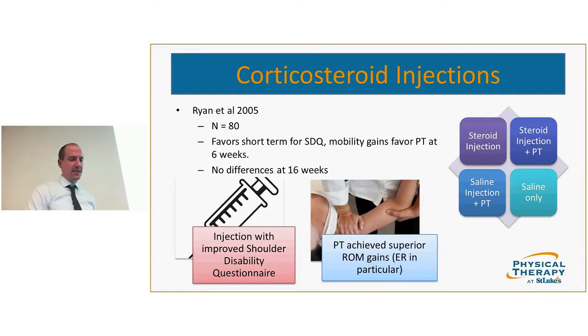The other study is from 2005. There were 80 patients, and they looked at the injection. Same setup as the previous one. They did injection with PT, saline with PT, and then saline alone. They found that the injection improved the shoulder outcome measures much more than just PT alone or with saline. But they did find that if they had PT with the injection, their range of motion gains were better, especially in external rotation.